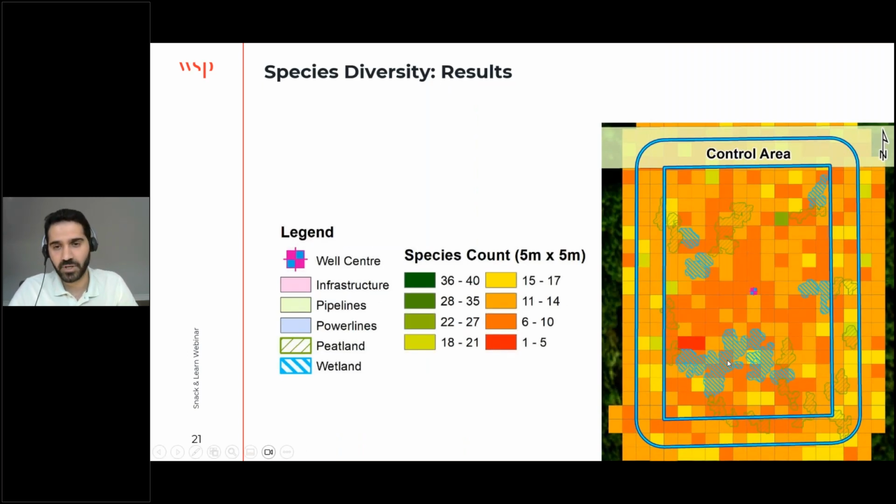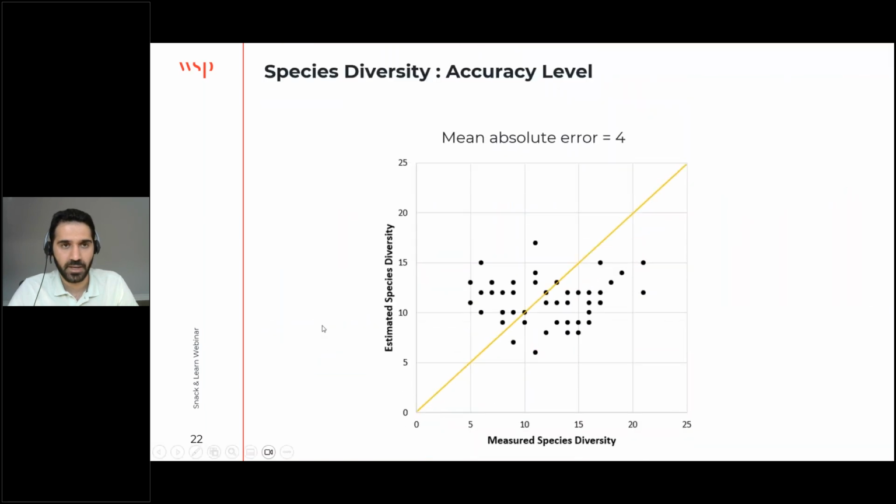Here's an example of the results. Different colors show the different number of species within each plot. We also did an accuracy assessment using field data. The mean error was 4 species. It means that within each 5 meter by 5 meter plot, we could estimate the number of species plus or minus 4 species.